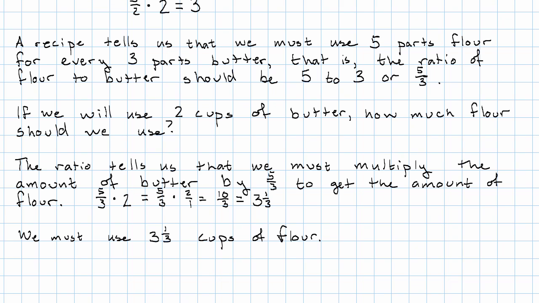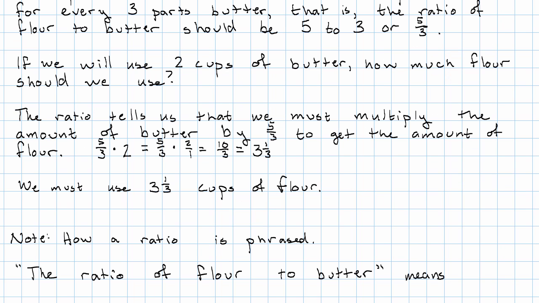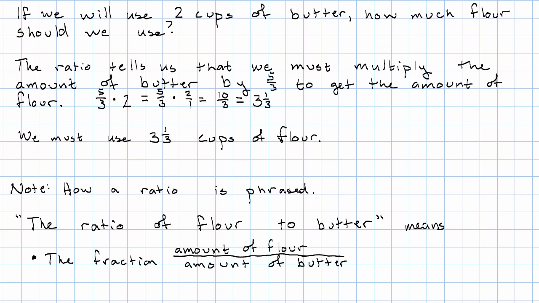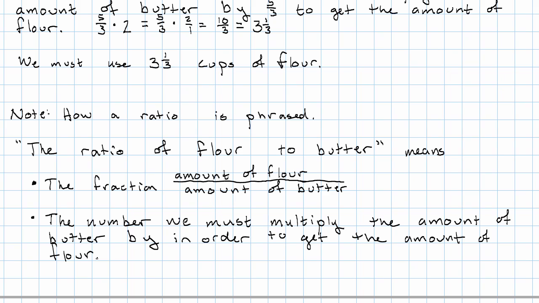So let's take a look at how we phrase these ratios. That phrase, the ratio of flour to butter, could mean 2 things. It could simply refer to the fraction amount of flour over amount of butter, or it could refer to the number we must multiply the amount of butter by in order to get the amount of flour. In either case, it's important to note that the order in which we refer to the 2 quantities matters.